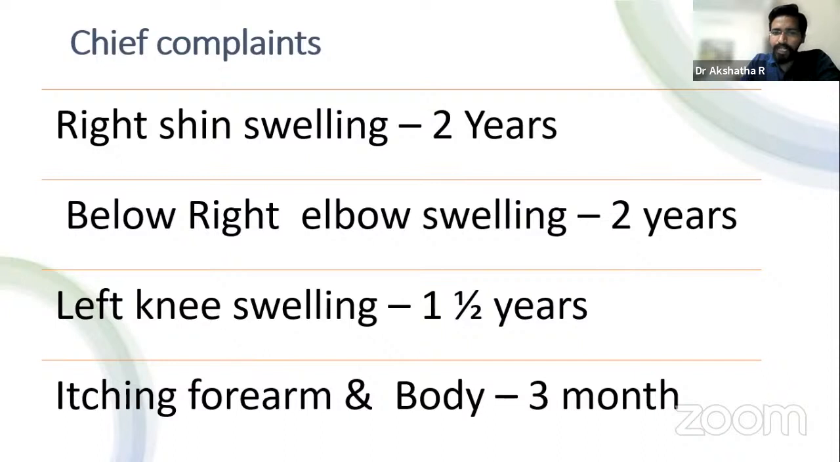Initially it was single, followed by multiple, like 3 to 4. It's not connected. It is movable. As per history, that is what he is telling. It's freely movable, not attached to bone. He had 2-3 episodes of spontaneous rupture, followed by pus discharge, which was chocolate-colored, like an infective discharge.